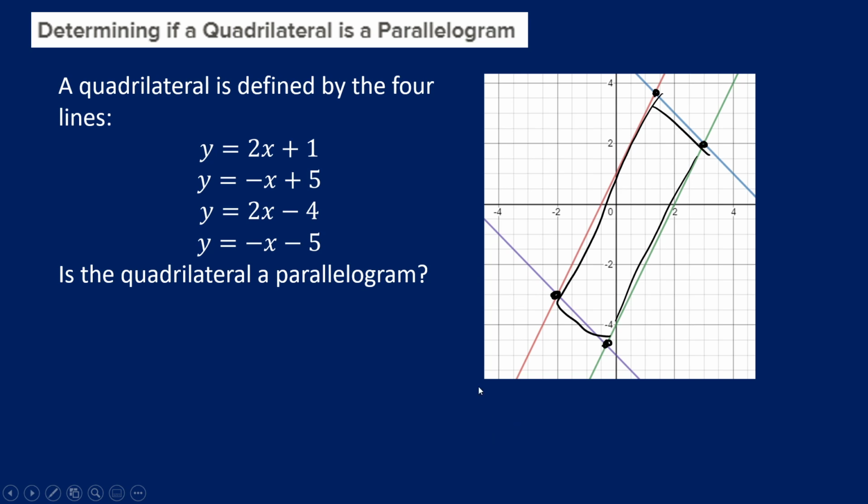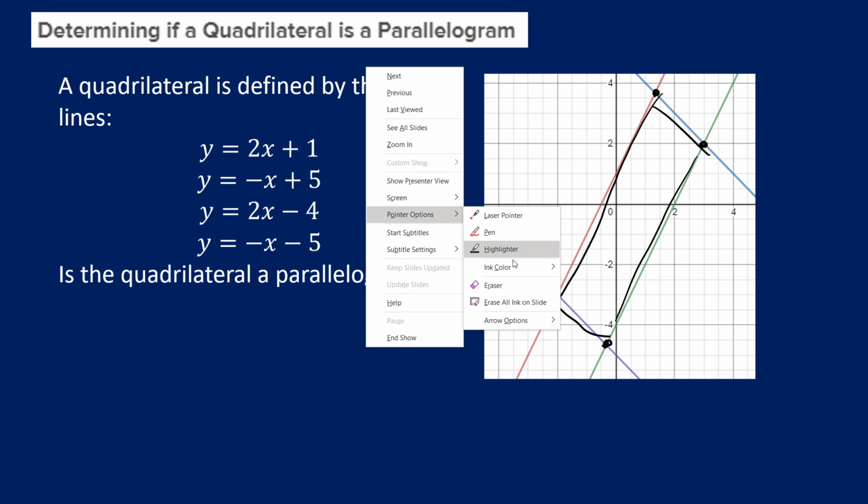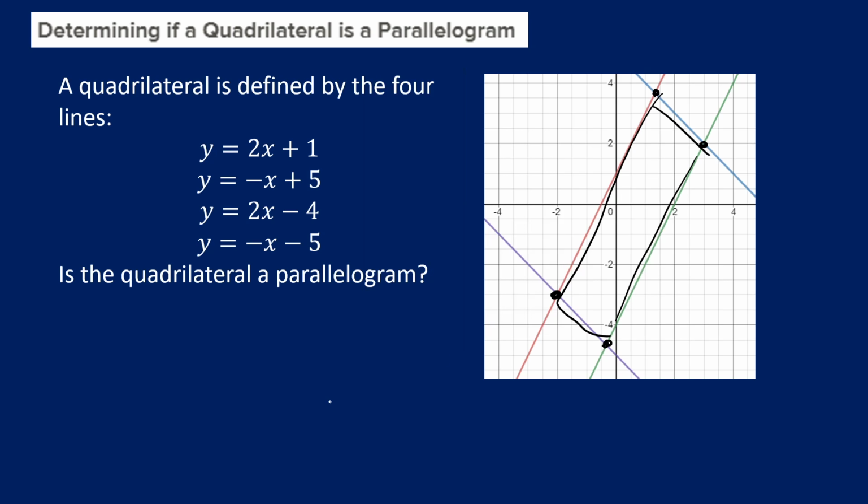Is it a parallelogram? Well, yeah, it has to be, because one line has a slope of 2 and another line has a slope of 2, right? So those are the same slope. And that means these are parallel. But also, this has a slope of -1 and this has a slope of -1. So these are also parallel to each other.